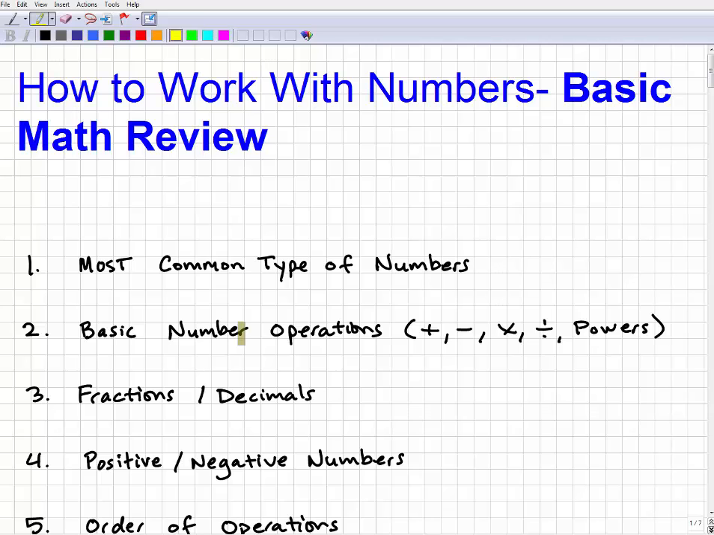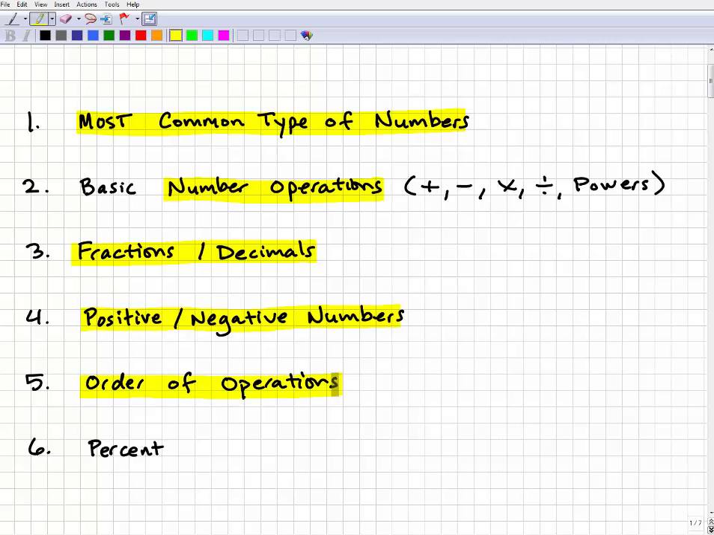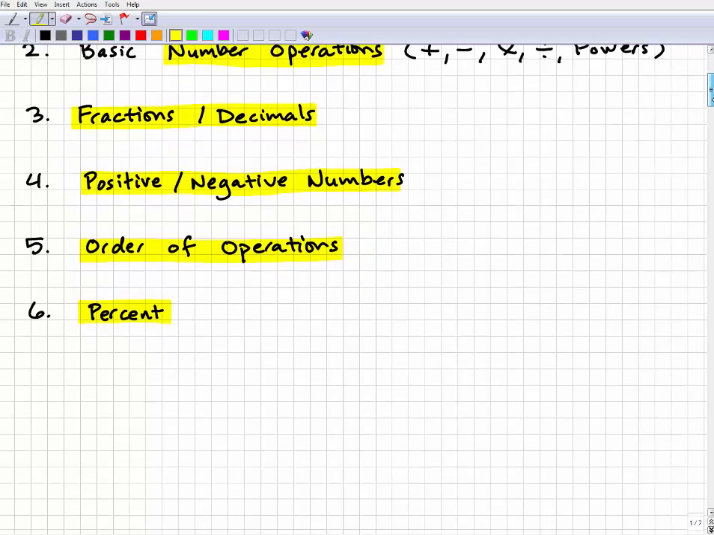So let's get going. Like I said, I'm going to be going pretty quick, but I want to show you what I want to cover in this video, and then we'll get right into it. I'm first going to talk about the most common type of numbers that you're going to be working with in basic math, and then we'll talk about some basic number operations. We'll take a quick look at fractions and decimals, and then we'll look at positive and negative numbers and something called the order of operations, and then we'll take a quick review of percent. All right, so let's get into it.